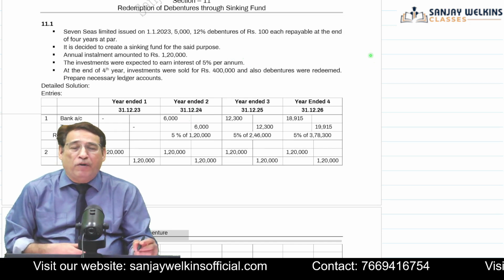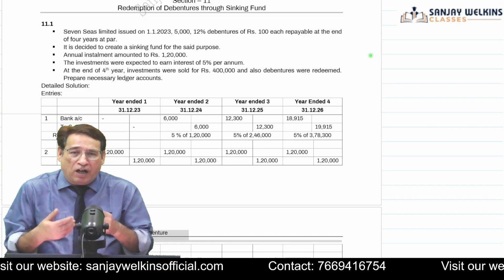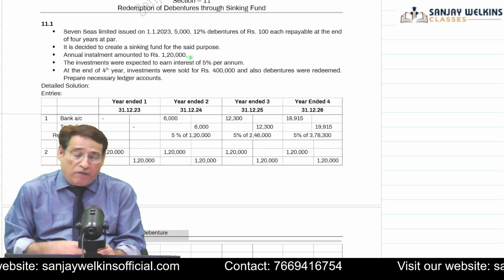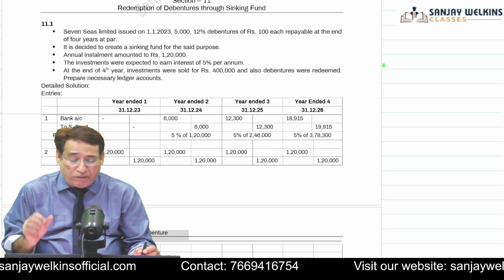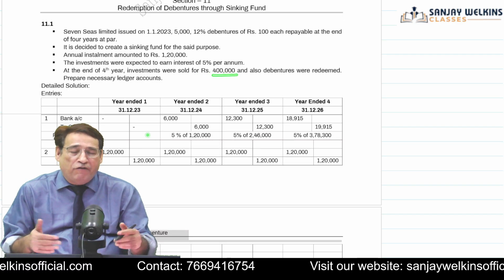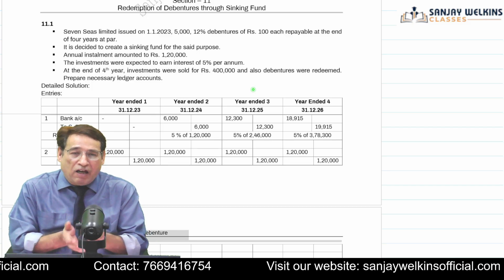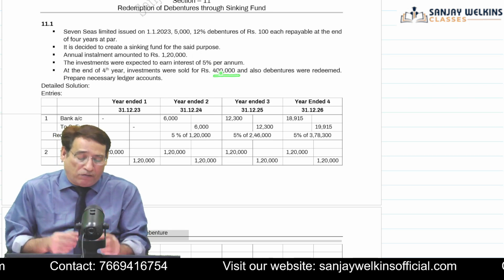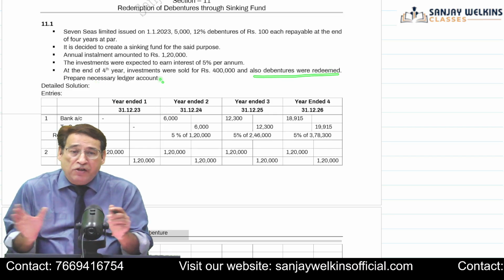I told you whatever amount we extract out of profit, we are not going to keep with ourselves. We are going to invest it somewhere. So here it means that whatever amount we have saved and invested carries an interest of 5%. At the end of the fourth year, the investment was sold for rupees 4 lakh. Obviously, when we reach the end of the fourth year, we require cash, so we dispose of whatever investment we have in hand. And also debentures were redeemed; prepare the necessary ledger accounts.